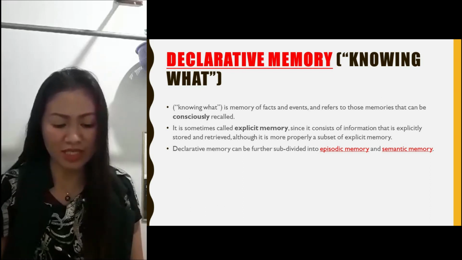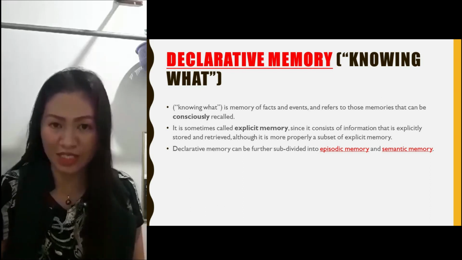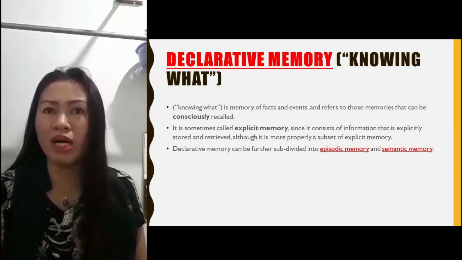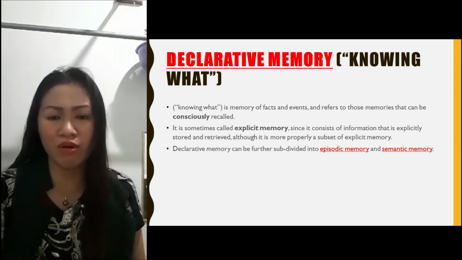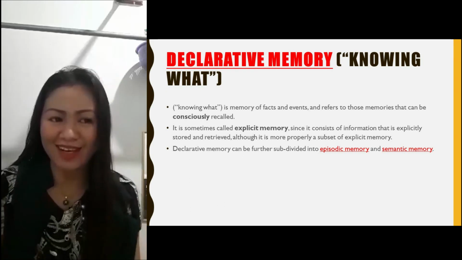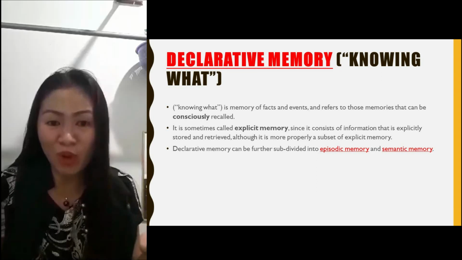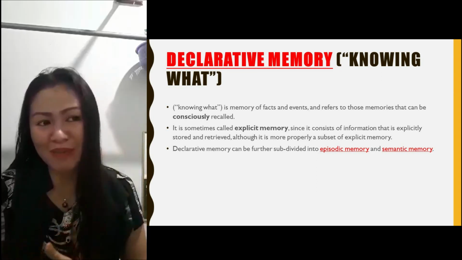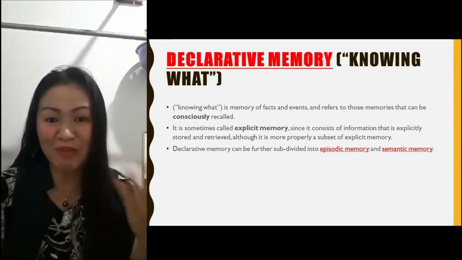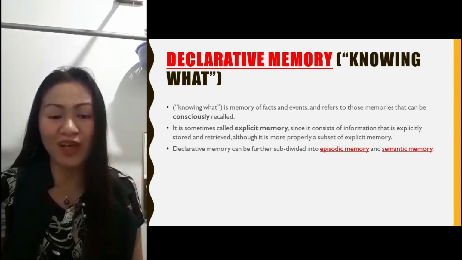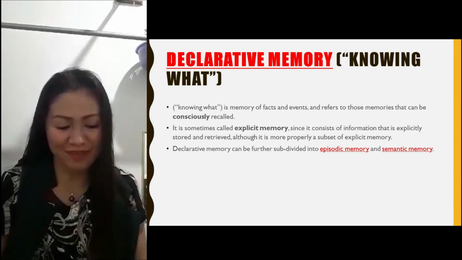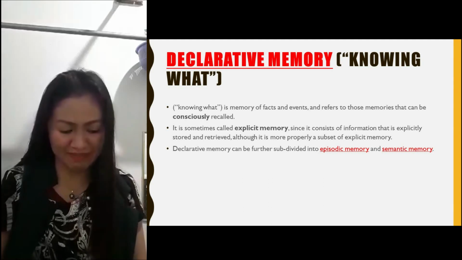Declarative memory is such as what you had for dinner last Tuesday. So, for example, your birthday last month. You know and you can remember who your guests were, who you invited, and the food you prepared. So, you still know that. You still remember that. So, that is declarative memory.